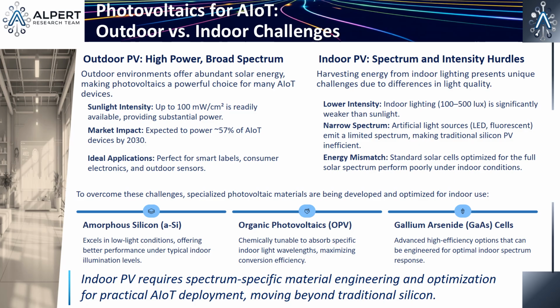Moving to photovoltaic, or light energy, the largest projected source. It's mature, but the indoor application presents some unique challenges compared to standard rooftop solar. The challenge is spectrum and intensity. Indoor light is low, often fluctuating between 100 to 500 lux, and it's dominated by artificial LED or fluorescent lighting, which has a very narrow color spectrum. Traditional high-efficiency silicon PV is optimized for full-spectrum sunlight. This has spurred research into alternatives. Amorphous silicon is better at converting low light, and advanced materials like organic photovoltaics, or OPV, are being specifically developed to match the indoor light spectrum, maximizing conversion efficiency under those specific conditions.